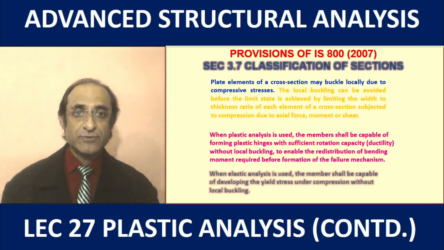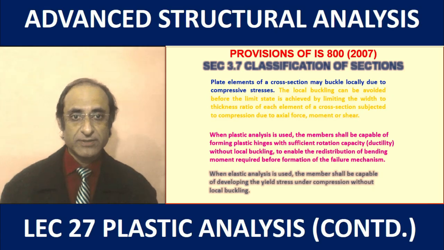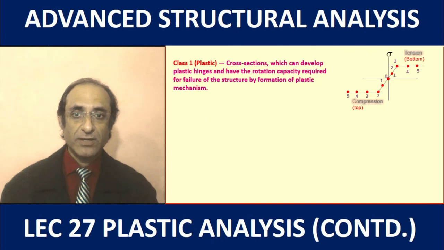On the other hand, if we are using elastic analysis, then the member should be capable of developing the yield stress at the extreme fibers, either both the extremes, compression and tension, in the case of a doubly symmetric section, or one of them in the case of a monosymmetric section. All this should happen without any sign of buckling. So whether we are using elastic analysis or plastic analysis, the section should not undergo any premature failure. Accordingly, the sections are classified in these categories.